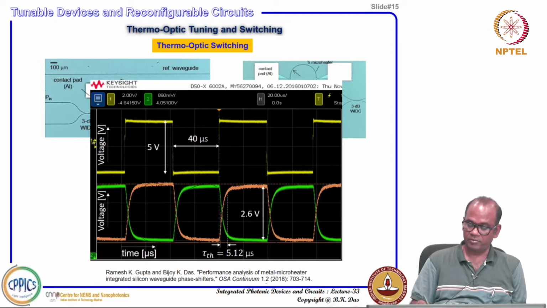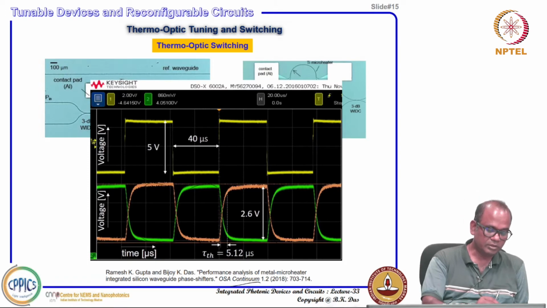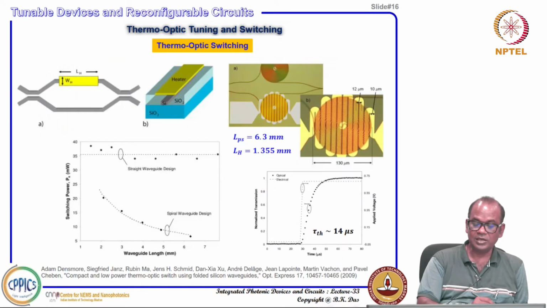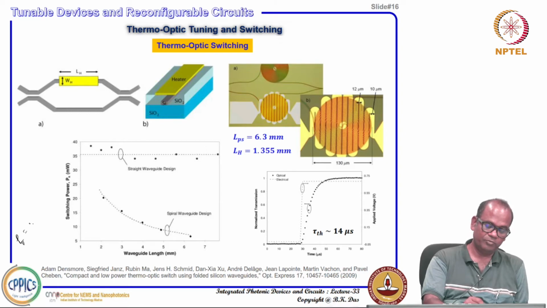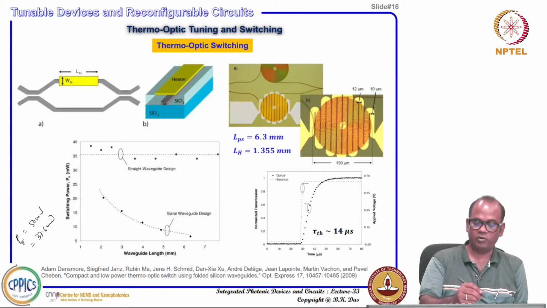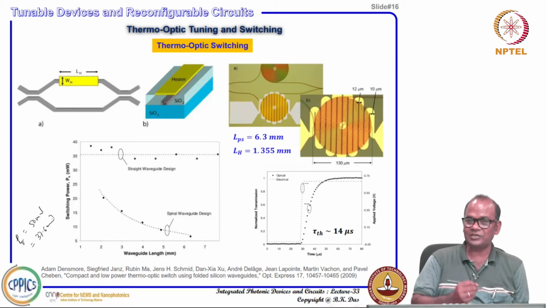Again, the details are given in this paper. If you want, you can download it and study. Now, next thing is that we have shown that our microheater's P pi is on the order of, say, 50 milliwatt for the straight waveguide structure, and 37.6 milliwatt or something like that for the bent waveguide structure. That means the bent structure is really effective.